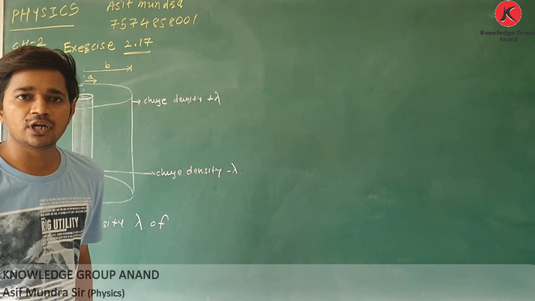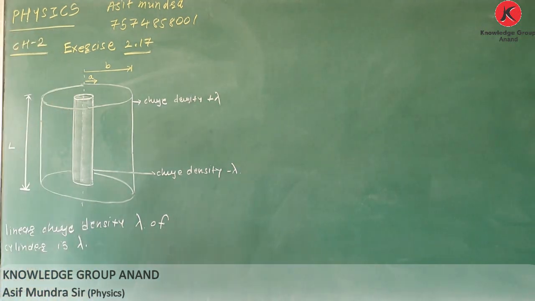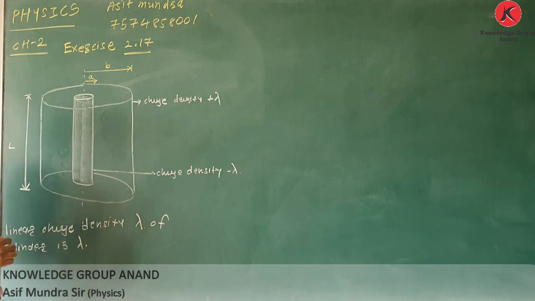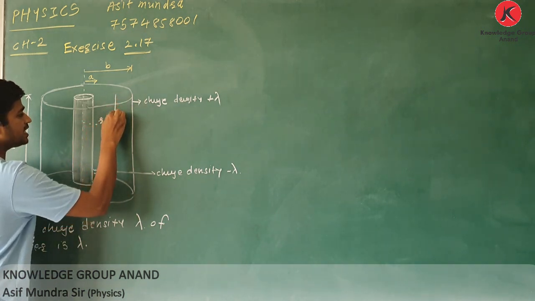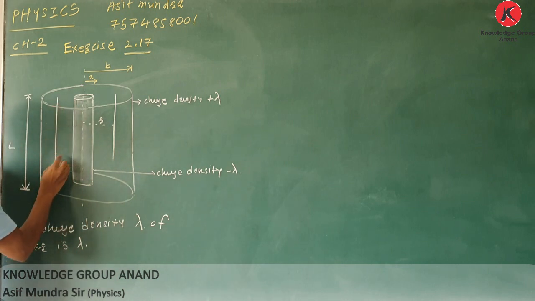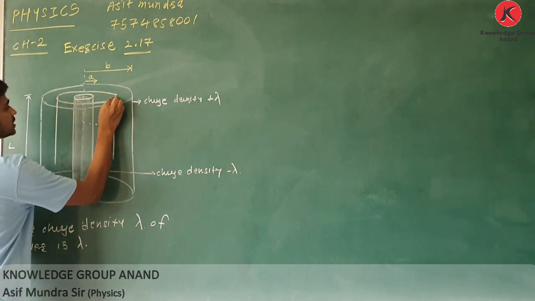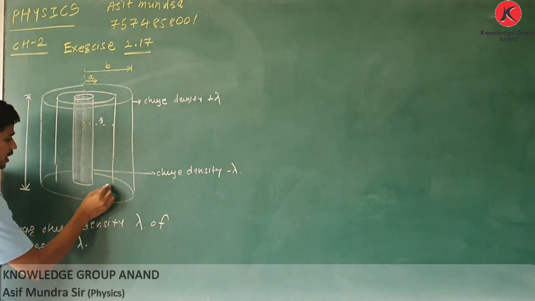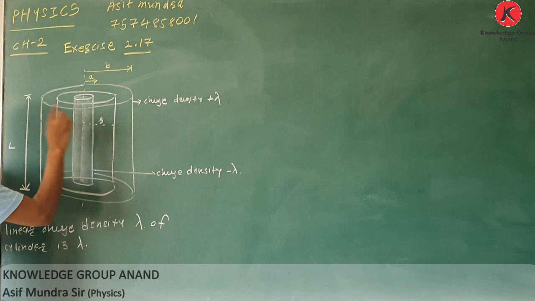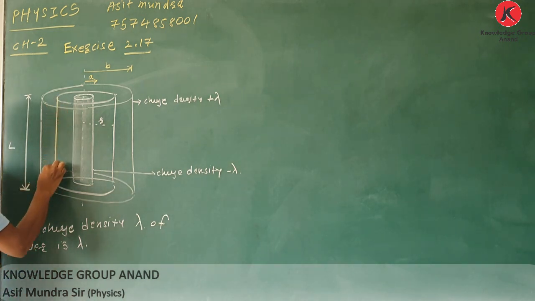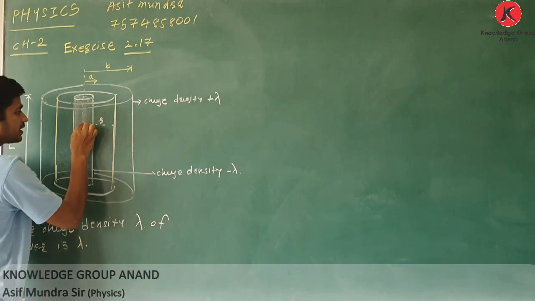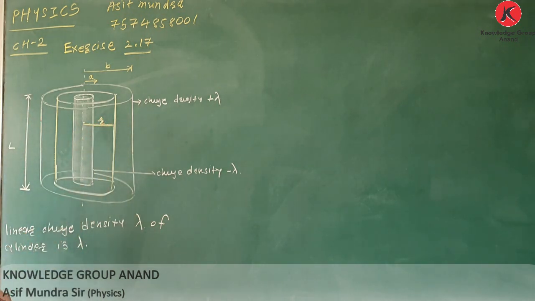To find the electric field, we will use Gauss law. To find the electric field in this region, I am taking one Gaussian surface, also a cylinder, of radius r. Here I have one Gaussian surface. See, the inner radius of the cylinder is A, the outer radius is B. This is the Gaussian surface having radius r. Okay, so now we will apply Gauss law.